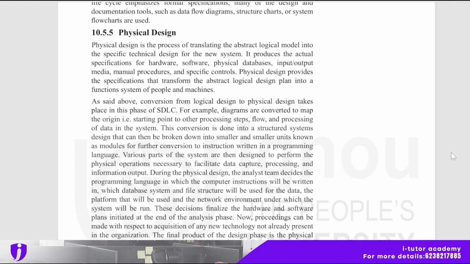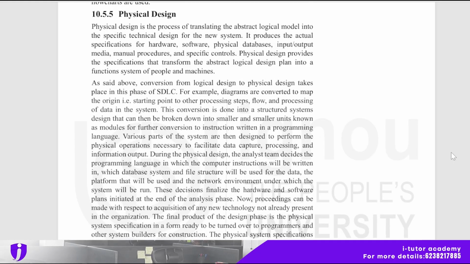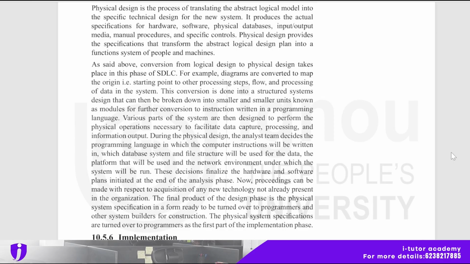For example, diagrams are converted to map the origin and starting point to other processing steps, and the flow and processing of data in the system. This conversion is done into a structured system design that can then be broken down into smaller and smaller units known as modules, for further conversion to instructions written in a programming language.